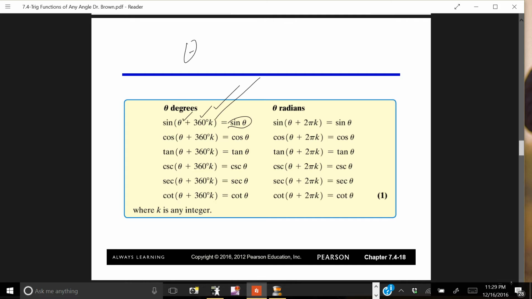The same goes for the trigonometric function of any angle plus 2 pi, which is once around the circle, times any integer k. You'll get sine of theta, cosine of theta plus 2 pi k is cosine of theta, and so on.